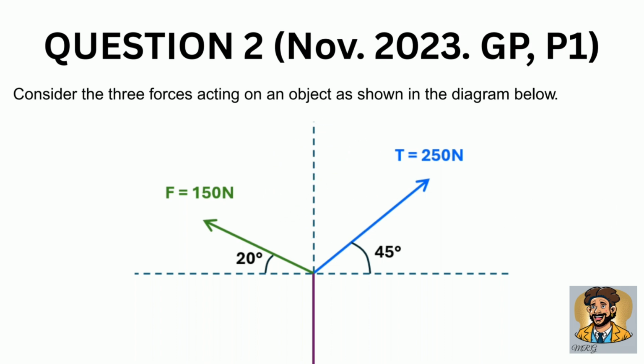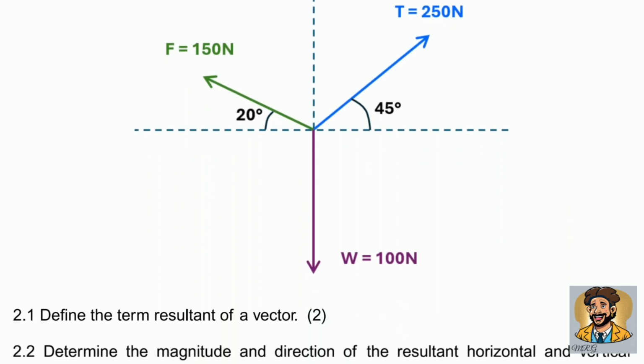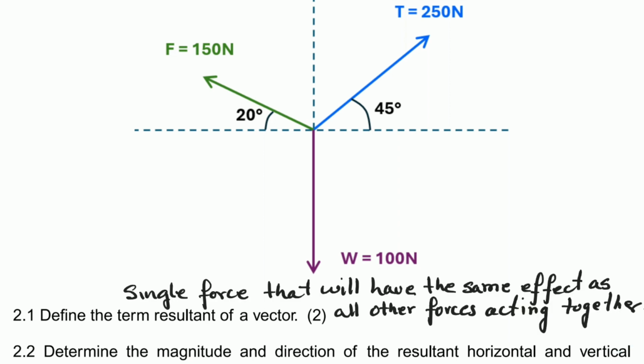The question said, consider the three forces acting on an object as shown in the diagram below, and then you have three forces. There's T, F, and W. Define the term resultant of a vector. So, to define the term, a resultant vector is a single force, a single vector that will have the same effect as all other forces acting together.